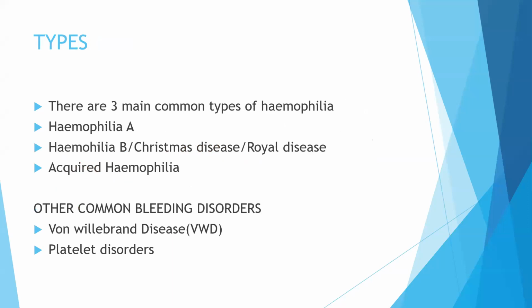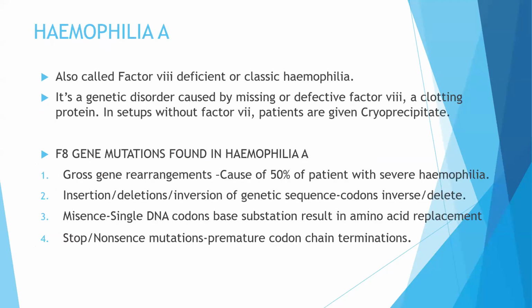Okay, the types of hemophilia. There are 3 types of hemophilia. We have 1, hemophilia A, 2, hemophilia B, also called Christmas disease or royal disease, and 3, acquired hemophilia. There are other common bleeding disorders that are always thought to be hemophilia, but are just related or treated under one roof, that is the hemophilia clinic. The common bleeding disorders are von Willebrand's and platelet disorders.